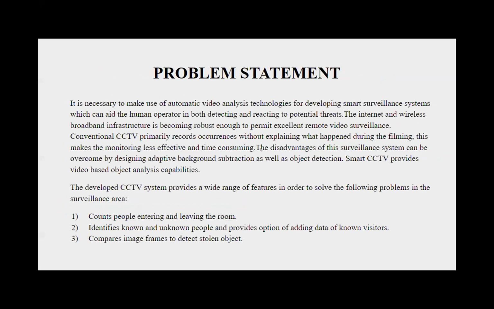So the problem statement is that we have developed a CCTV system which provides a wide range of features in order to solve the following problems in the surveillance areas. Number one is to count people entering and leaving the room. Number two, identify known and unknown people and provide the option of adding data of known visitors. The third objective is to compare image frames to detect the stolen object.